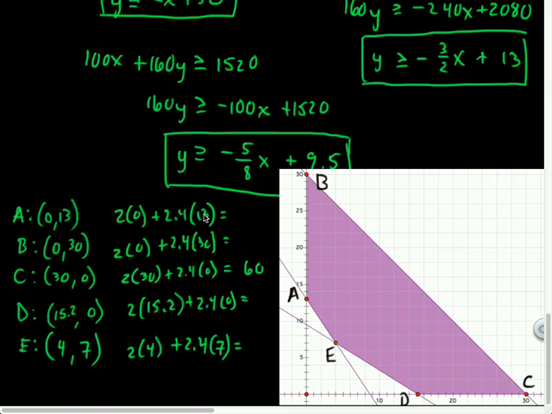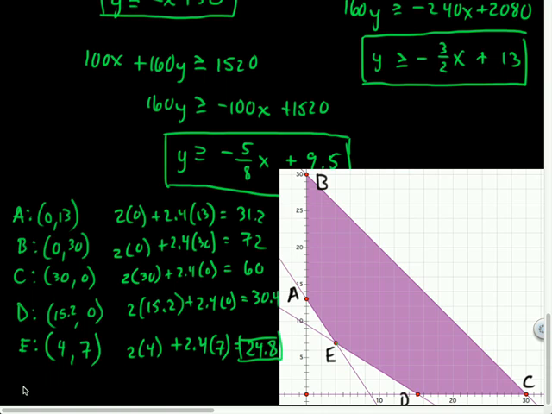So 2.4 times 13, I get 31.2. That one's less than 60. 2.4 times 30, that one's going to be more, so I already know that's not going to be the answer. That's 72. 2 times 15.2 is 30.4. Ooh, we've got a new lead. 2 times 4 is 8. 2.4 times 7 plus 8. Oh, and E happens to be the solution, right? So 24.8 is my minimum cost.